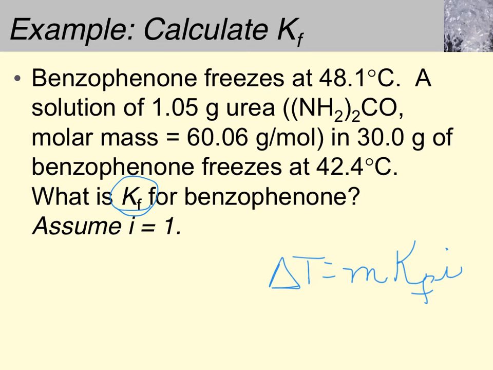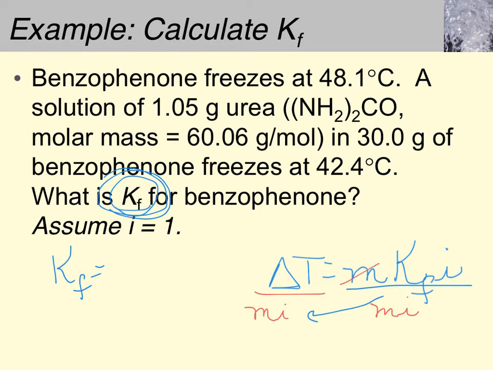This one might be a little tricky because it's not asking for delta T, it's asking for the freezing point constant, which means you need to rearrange this equation to solve for K. Okay, so that means I have to divide both sides by molality times i, so I can get K by itself. That gives me that K equals change in temperature divided by molality divided by i. Okay, and now I plug in these values and see what I got.